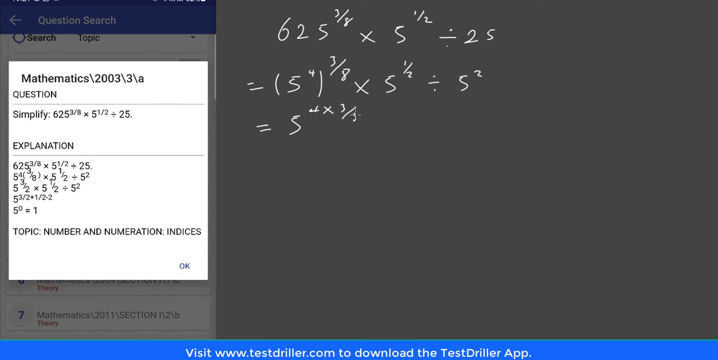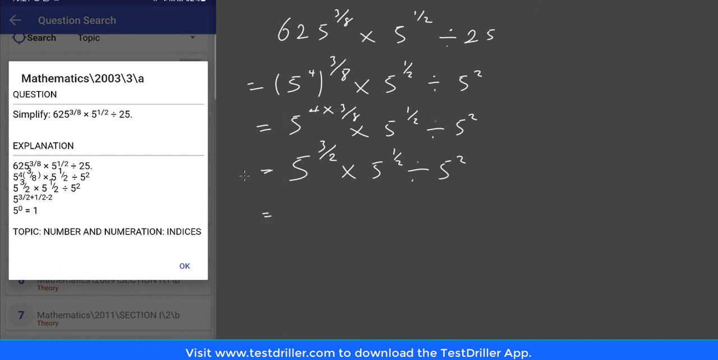So that's 3 over 8, and times 5 raised to the power 1 over 2 divided by 5 raised to the power 2. Then if you simplify this section, you get 4 in 8. That will give you 2. So that's 5 raised to the power 3 over 2. Then times 5 raised to the power 1 over 2 divided by 5 raised to the power 2.